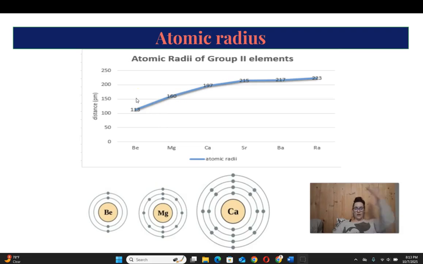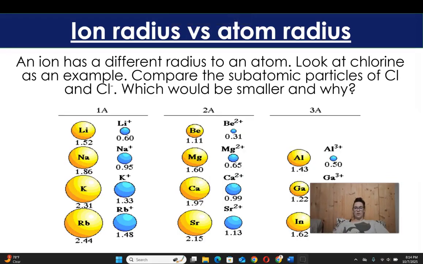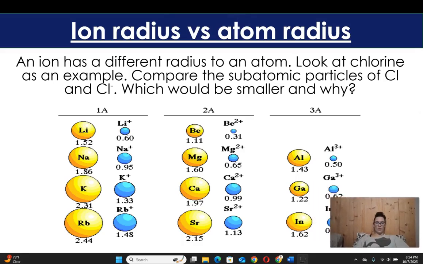Looking graphically at atomic radius, you can see group 2 elements. So going down a group, we have more energy levels being added. So it's typical that you see the atomic radius go up as you go down a group. And the distance is normally measured in picometers because an atom is on the scale of 10 to the negative 12th meters.